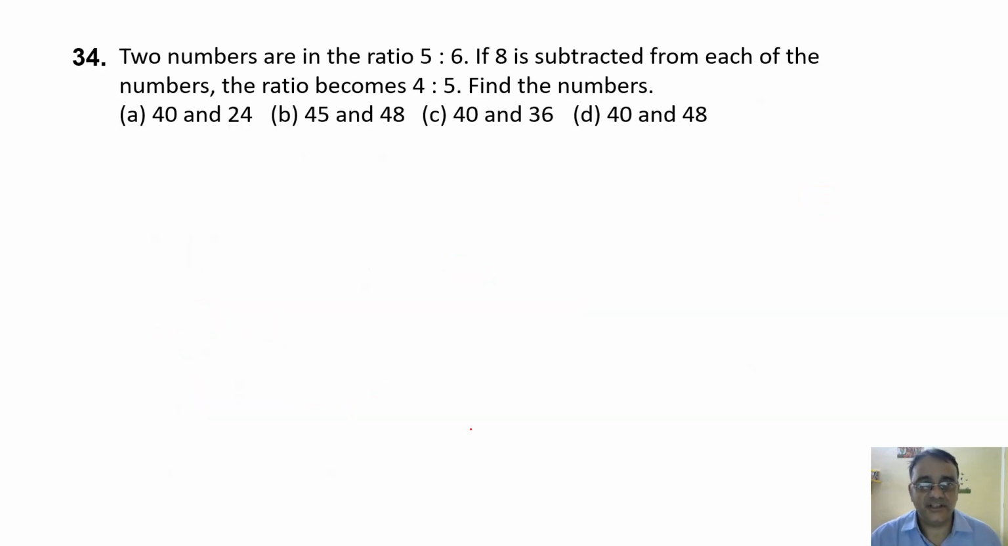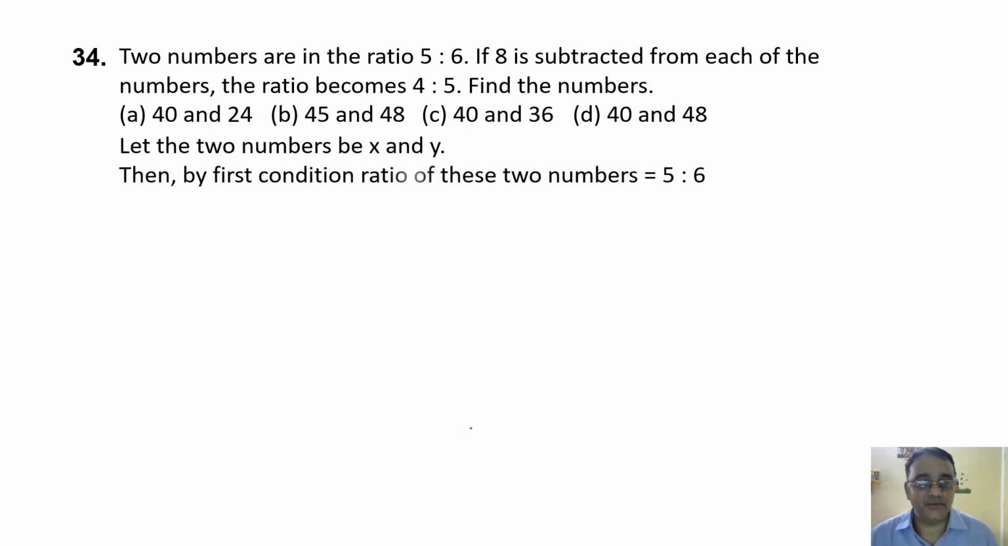Now the next question, 34. Two numbers are in the ratio 5:6. If 8 is subtracted from each of the numbers, the ratio becomes 4:5. Find the numbers. So let the two numbers be x and y. And the ratio of x and y is given as 5:6, that is x upon y is equal to 5/6. Let it be equation number 1.